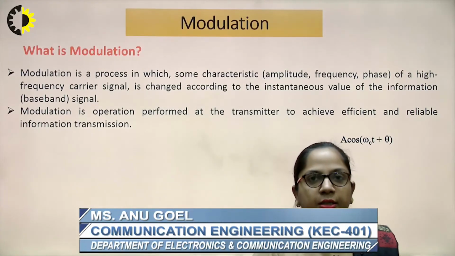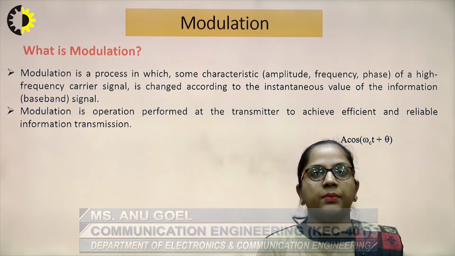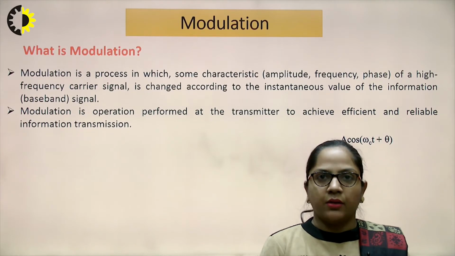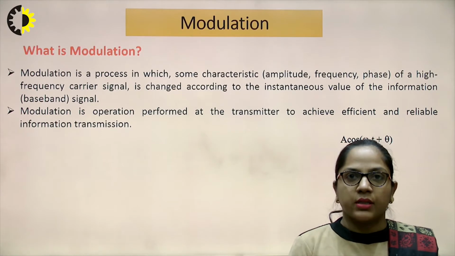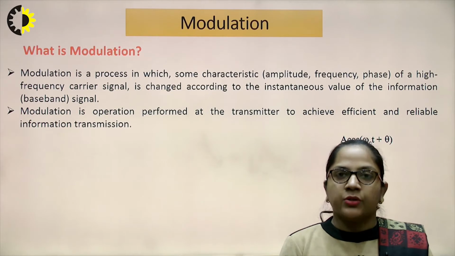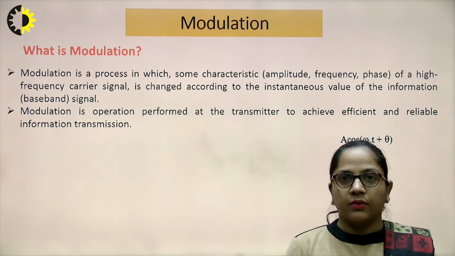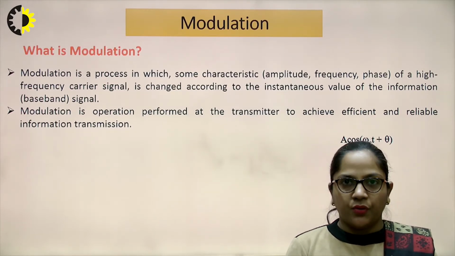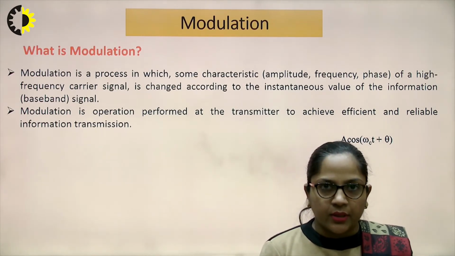So till the last lecture we have discussed in communication systems what are the basic elements we require. One of the very important elements of the communication system is modulation. Modulation is a process that is performed at the transmitting side. So today we are going to discuss in detail what is modulation, what is the need of modulation in communication system, what are the various types of modulation. So let us start with the introduction of modulation.